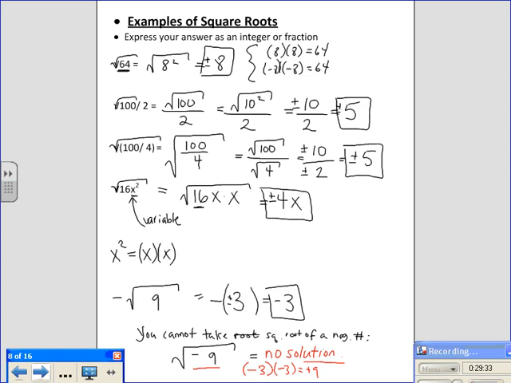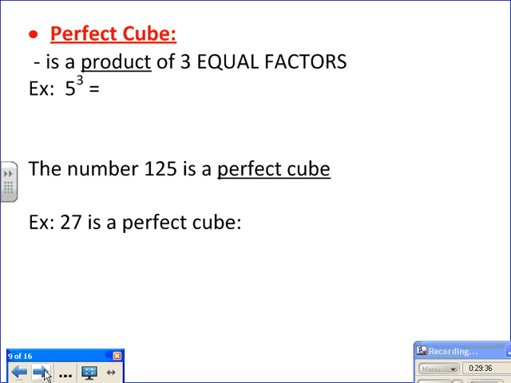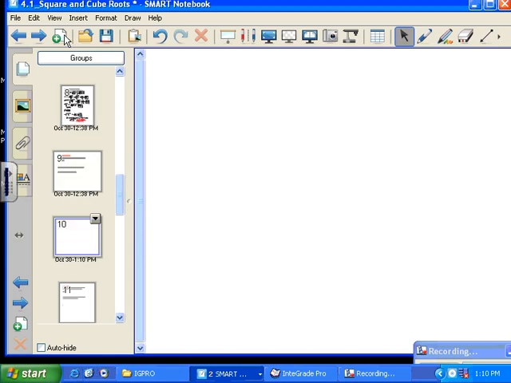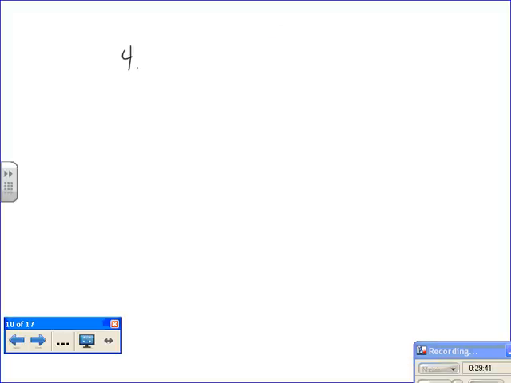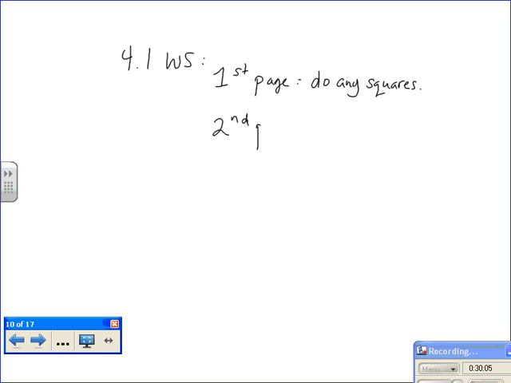At this point, you can stop, and I'd like you to try some questions on your worksheet. So you have a 4.1 worksheet, and on the first page of your worksheet, you can do any square. So any number there that's being squared, you can now go ahead and solve that. And on the second page, you can do the section called square roots. And you should be trying all of those and checking your answers. See how you're doing with it.